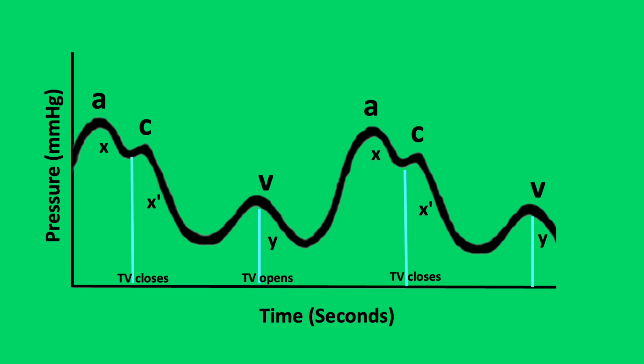During this period, there's ongoing passive filling of the right atrium, and this will cause an increase in right atrial pressure until this pressure is greater than the right ventricular pressure, causing opening of the tricuspid valve. So this increase in pressure is known as the V wave. The height of the V wave is determined by right atrial compliance and the volume of blood returning back to the heart. Once the tricuspid valve opens, the pressure drops, forming the Y wave.